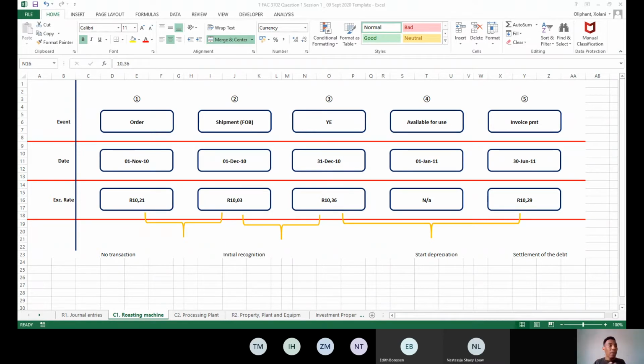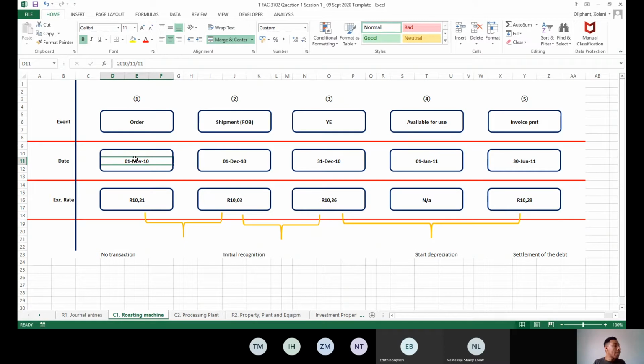Okay, so roasting machine, we know the order was placed on the 1st of November, right? It was for 3,000 euros, right? Fine. Now, sorry. So on the 1st of November, is there a transaction that we need to record, yes or no? From the 1st of November, from this date, is there a transaction that we need to record to recognize anything or to record anything as far as this order is concerned?